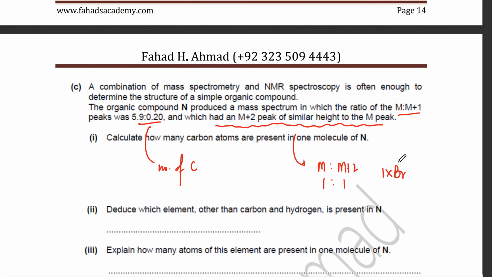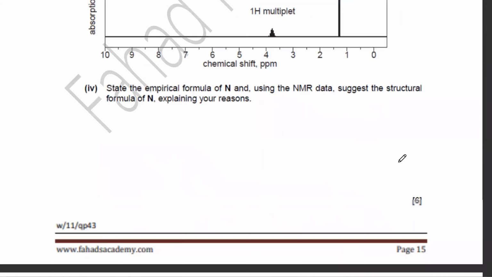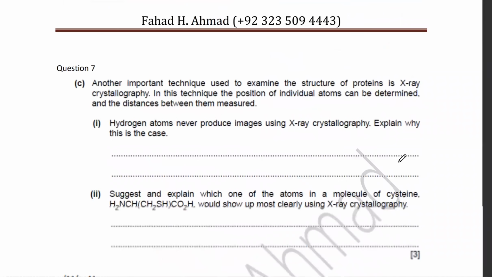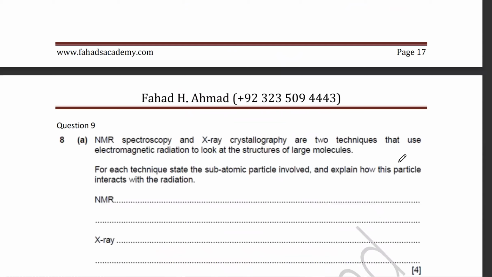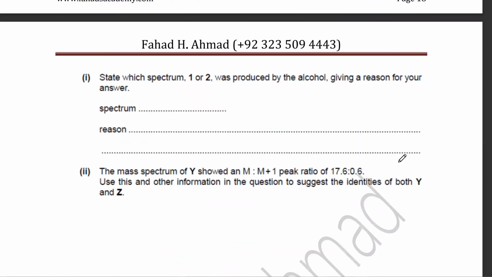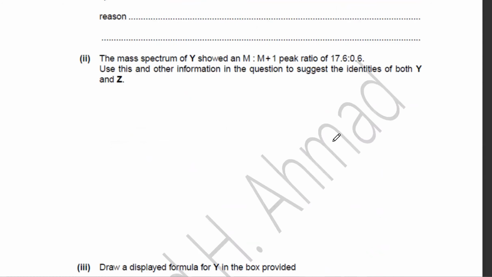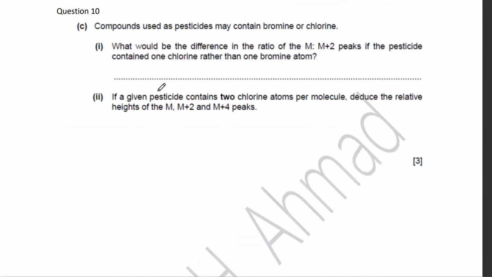Yes, yes, sir. तो बाकी इसमें कोई ज्यादा साइंस नहीं है, बस वो कभी कभार ना what they'll do is they'll ask you maybe to calculate the probability of the same thing m, m+1. He's saying if a given pesticide contains 2 chlorine, deduce the relative heights of the m, m+2 and m+4. So this one has to do with math. They're actually looking for your working as well.